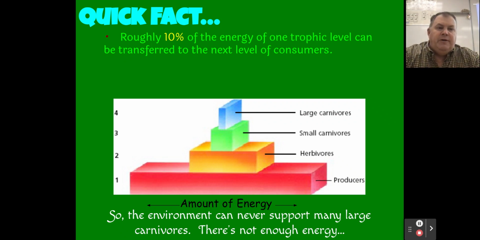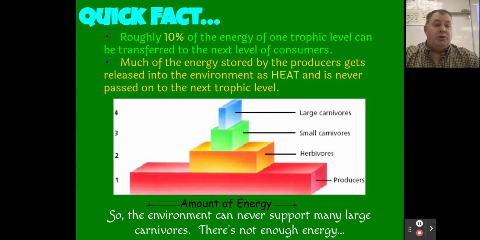Now, it might be 14 or 15% from the producers to the herbivores, and then it could get down to maybe, let's say, 8% from the herbivores to the small carnivores, and an even smaller percent from the small carnivores to the carnivores. But on average, and that's what we're looking at here, the average is about 10% going from one level to the next. And so much of the energy that is produced is going to heat and other energy transformations within the organism.